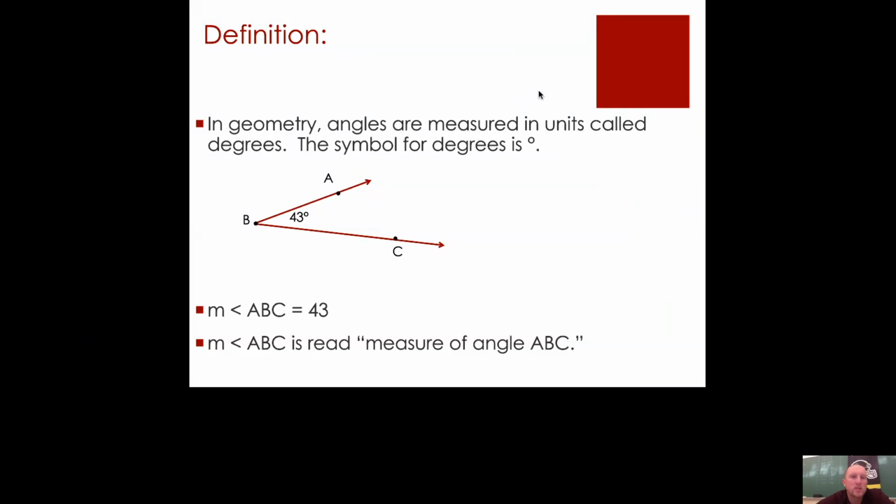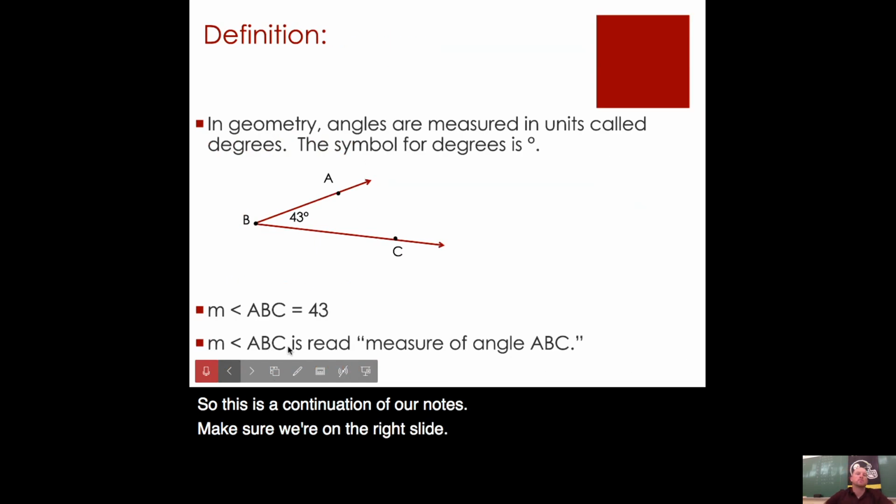So this is a continuation of our notes. Make sure we're on the right slide. This is section 1.4 on angles. What we're going to look at in this video is finding the measure of angles.